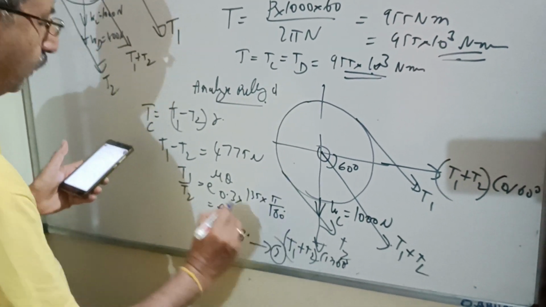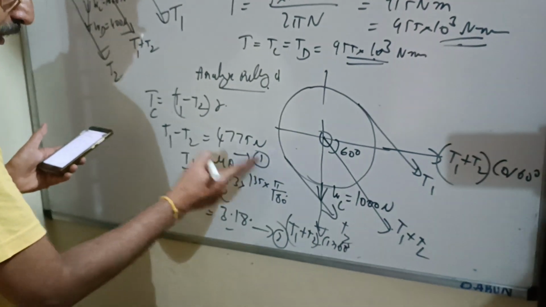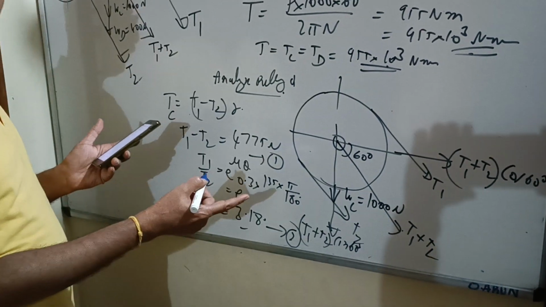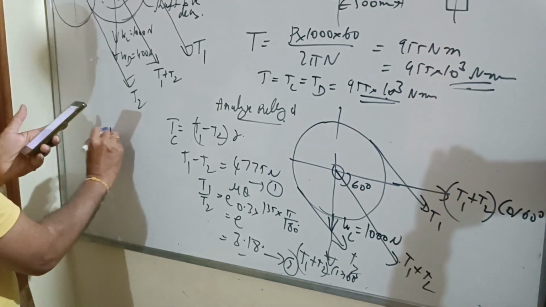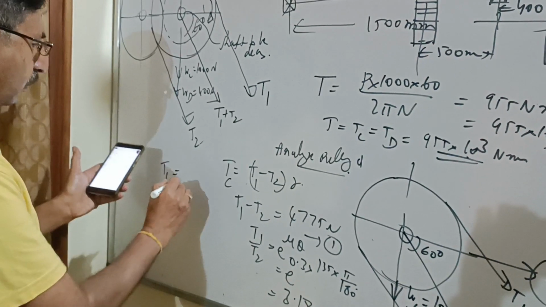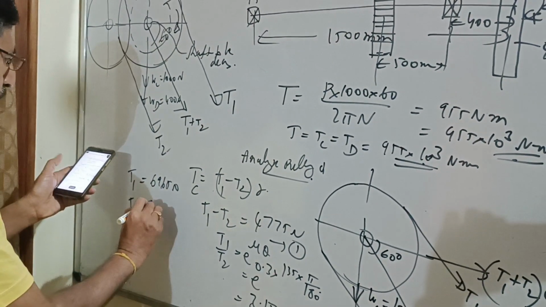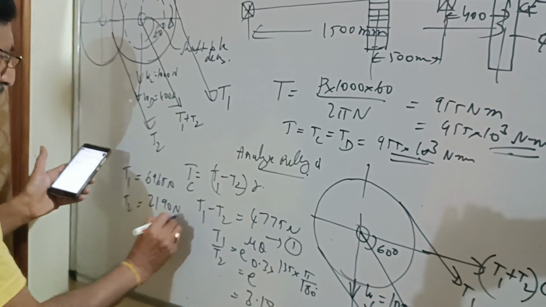Let us call this equation 2, and T1 minus T2 equal to 4775 is equation 1. If we solve for T1 and T2, I will get T1 equal to 6965 Newton and T2 equal to 2190 Newton.